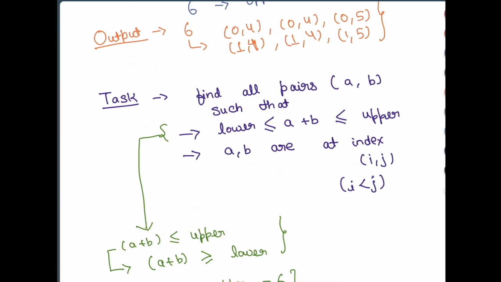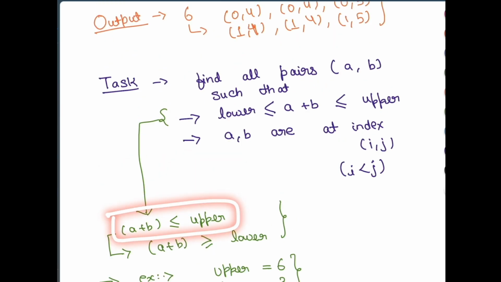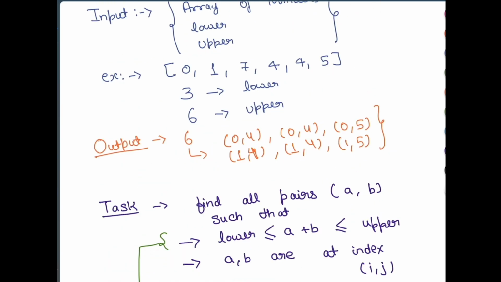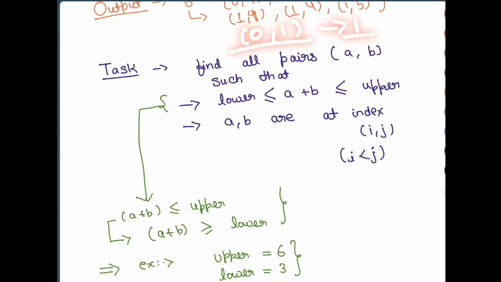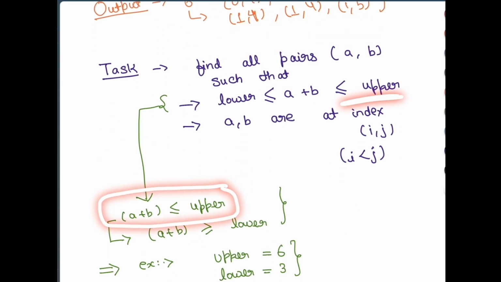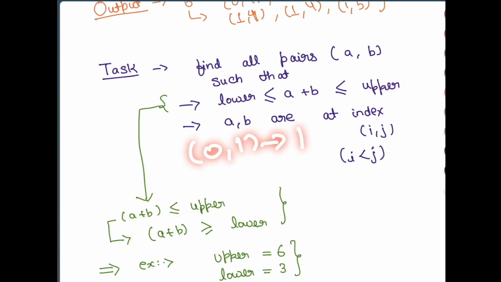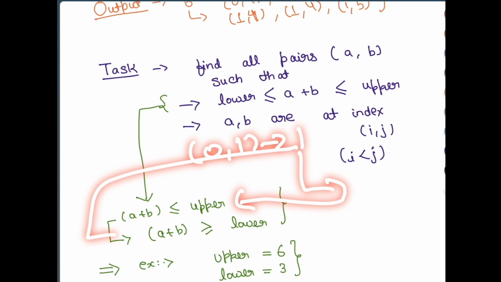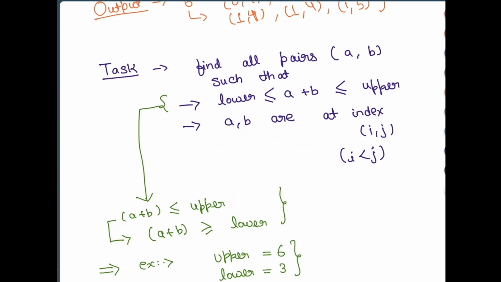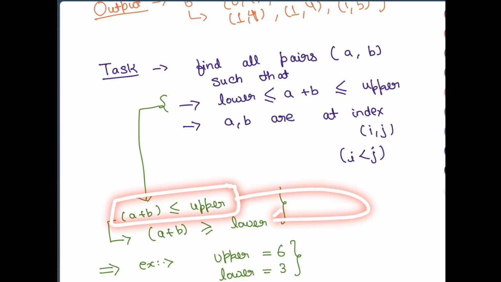For example, if I just consider this first condition, then apart from these 6 pairs, I can also say that 0, 1 is a pair, right? Because if I say 0, 1, then the sum is 1. It satisfies the first condition, that it is less than the upper. The second condition, it fails because it is not more than lower. 0, 1 is 1, so it's less than upper, but it's not more than lower. So can I say that if I can find all the pairs which satisfy the first condition, then out of all the pairs which I just found, I need to be sure that it satisfies the second condition as well, right?